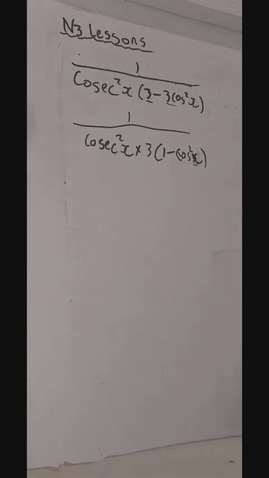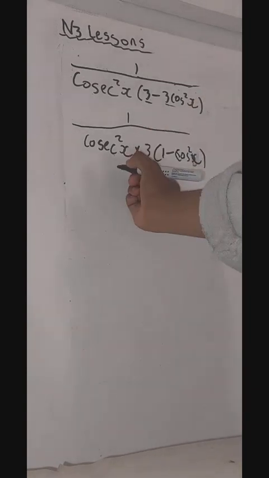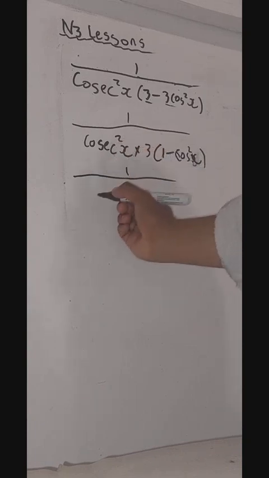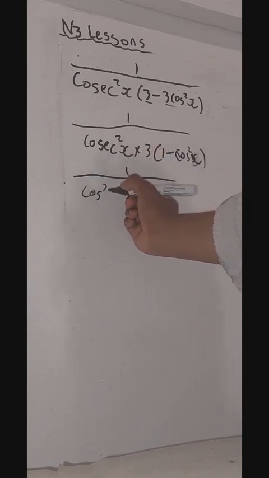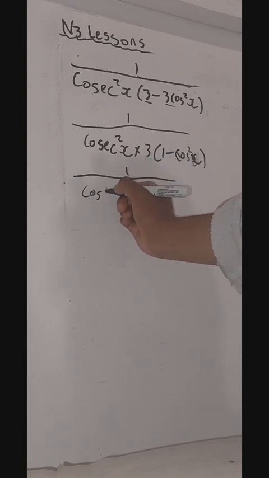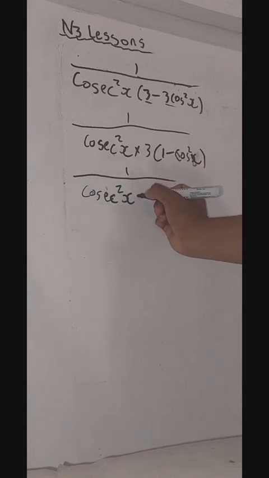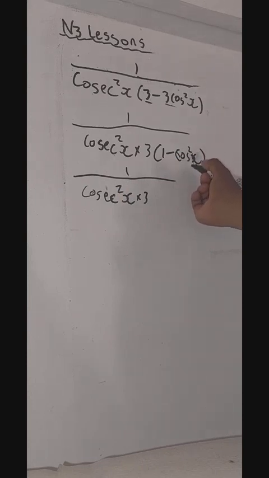Right? So since we are still solving this, it's 1 over cos squared x, cosec, times 3, 1 minus cos squared x. I know it from those formulas. Go and check those formulas. Let me just do it here.